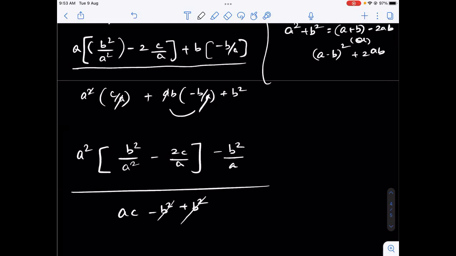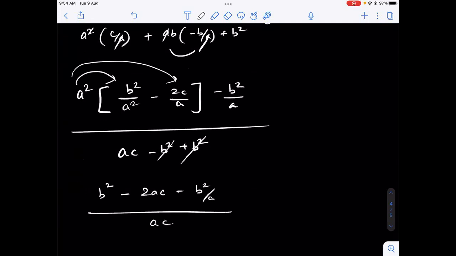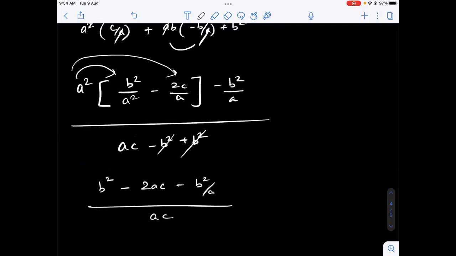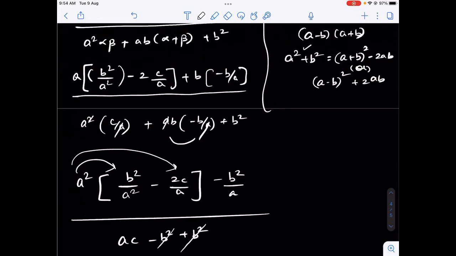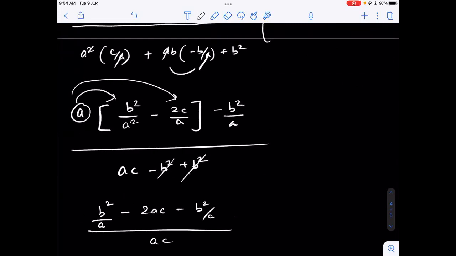Gone, right? Similarly, if I multiply the a square with both the terms inside, then I'll get b square minus 2ac minus b square by a divided by ac. I think I'm missing something. There is a mistake here because it's not following. So here it is a, here also it will be a. So you will have b square by a and you will have 2c here.